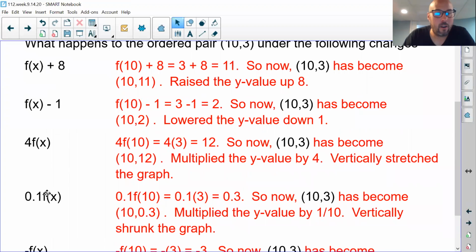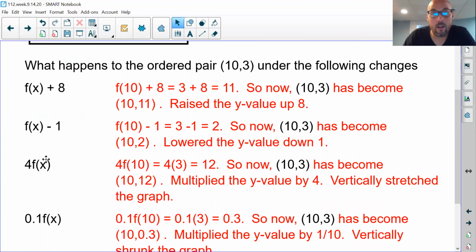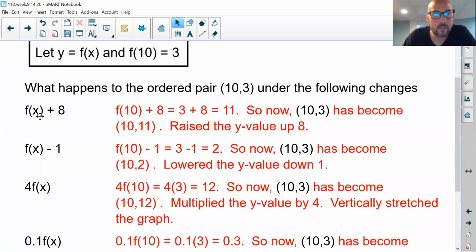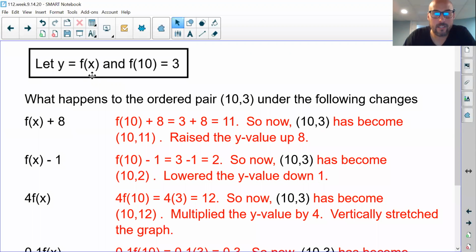And on the left-hand side, we have all these transformations. And see, they all have something in common. See if you can figure it out before we get to the next slide. What happens when you take f of x plus 8? Well, the only thing I really know about f of x is that f of 10 is 3. So let's see what happens to that ordered pair. f of 10 plus 8. Well, f of 10 equals 3, and 3 plus 8 equals 11. So (10, 3) became (10, 11). Now, what was the change? The y value went up 8 units.